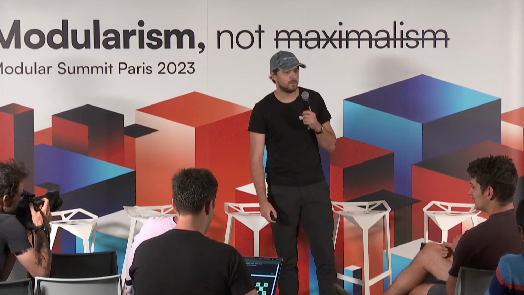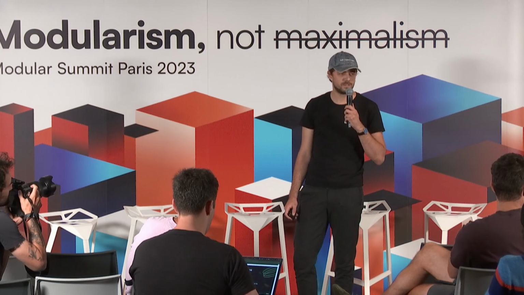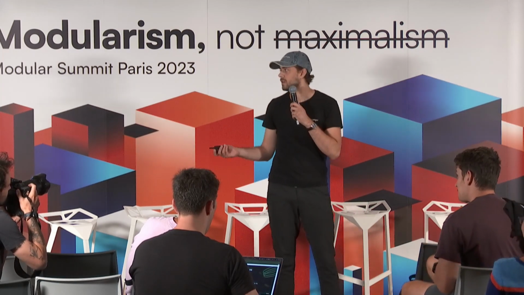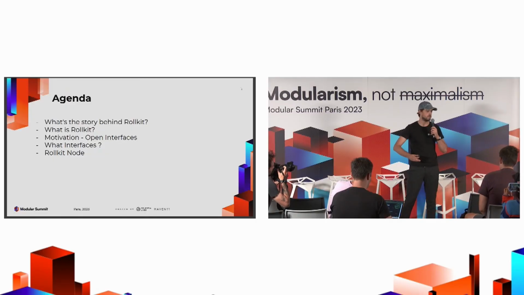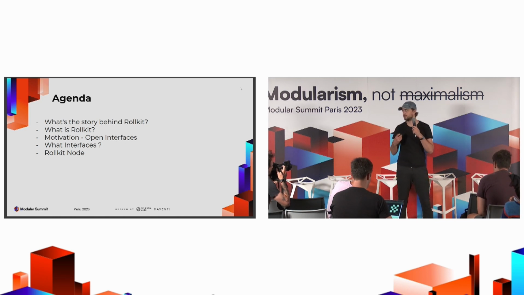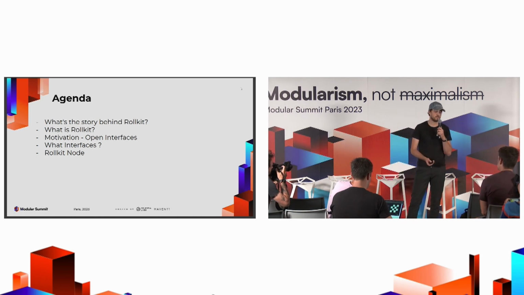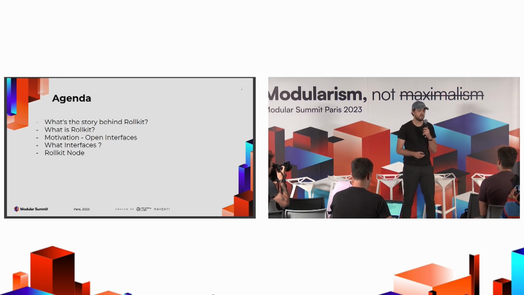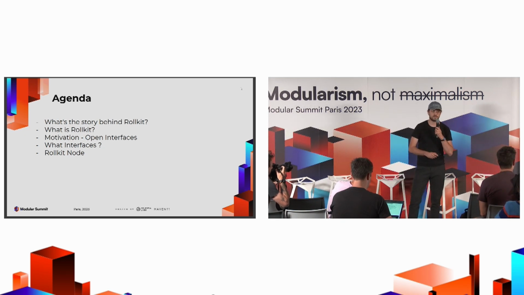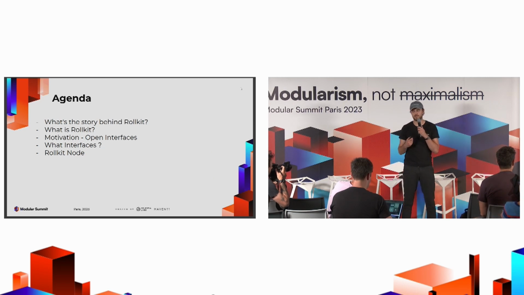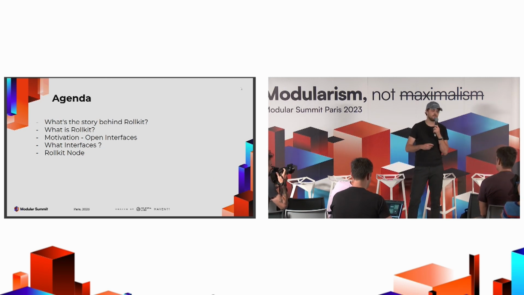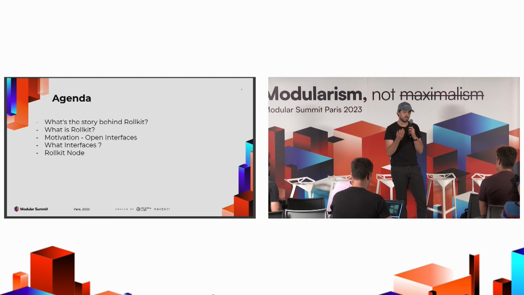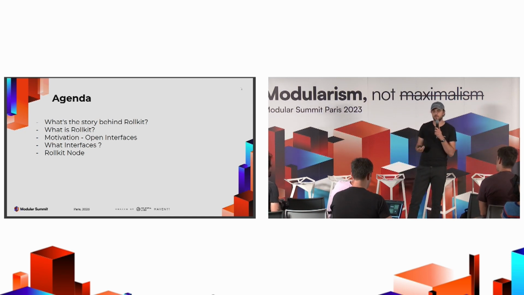I'll tell you about the story of Rollkit. I'll go into what Rollkit is. I'll tell you about the motivation of this talk about open interfaces. I'll tell you what the interfaces are that Rollkit integrates with, like the DA interface and the sequencing API, and then wrap it up presenting you the Rollkit node and how it interacts with those components.